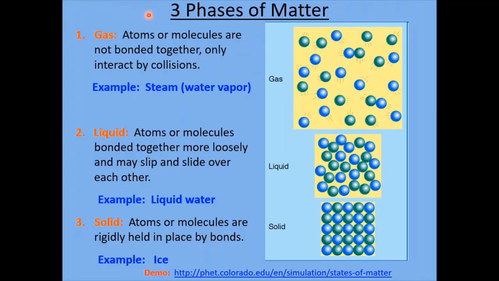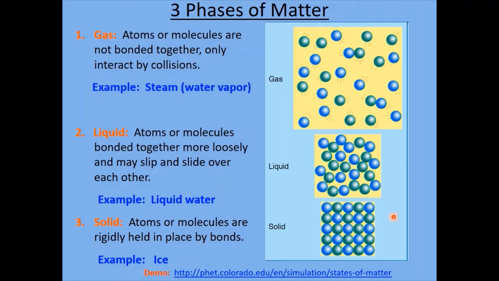Let's now turn to the 3 phases of matter. The 3 phases of matter are solid, liquid, and gas, which are shown here in these diagrams. We're going to look at a computer simulation that will help explain these phases of matter much more clearly than can be seen on these diagrams here.